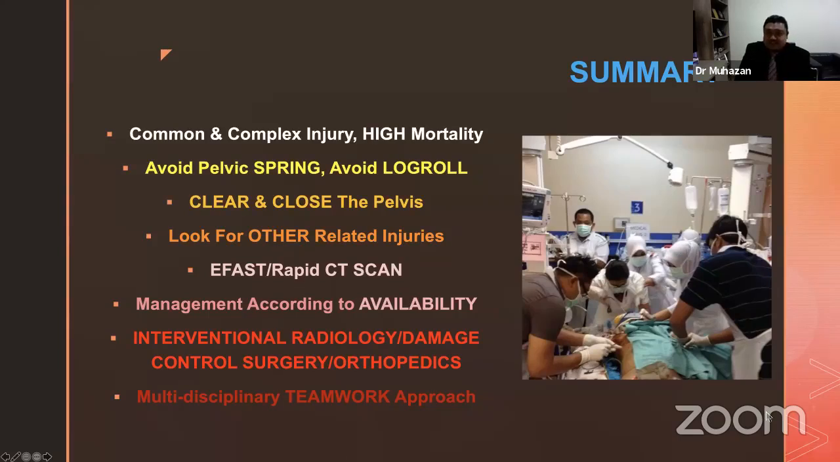As you can see, this is a real case in this picture. It's a trauma team activation from back when I was a medical officer. And the concept is to work together so that we get the best prognosis.